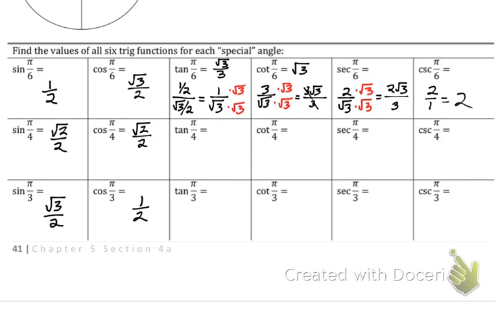All right, now we're just going to do the exact same thing for the next two columns. Follow the same pattern. I already know my sine and cosine, so my tangent is sine over cosine. That's square root of 2 over 2 over square root of 2 over 2. I know it's a fraction on top of a fraction, but I don't need to do keep, change, flip, because it's the same thing over the same thing. So it's just going to equal 1.